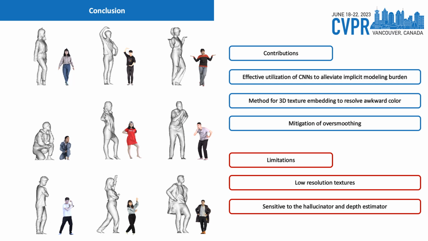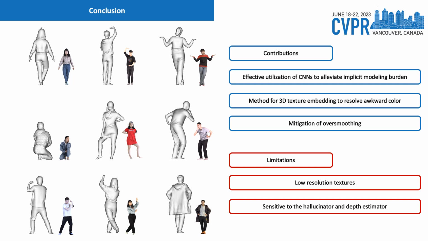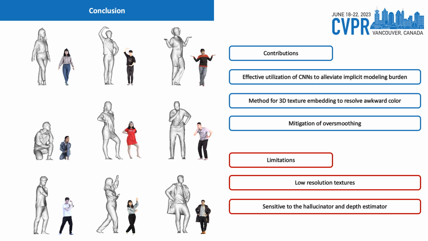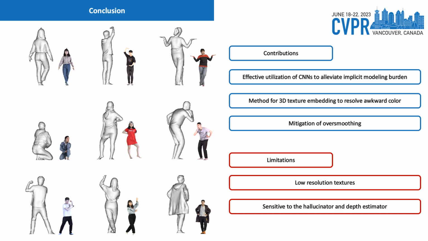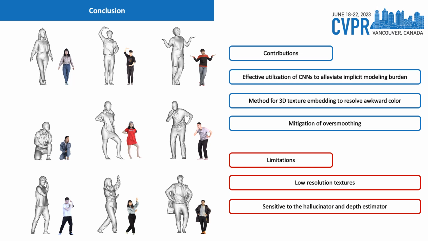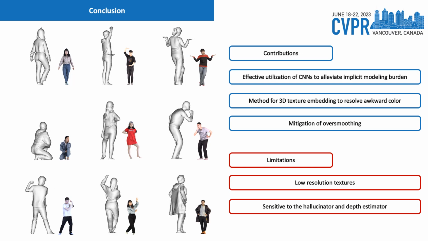Also, we proposed a method to embed not only geometry but also texture in the spatial domain, effectively addressing oversmoothing. However, it has limitations such as lower texture resolution and sensitivity of reconstruction performance to the submodules.